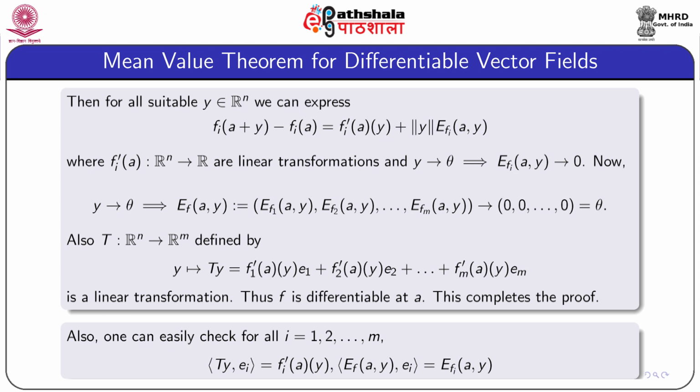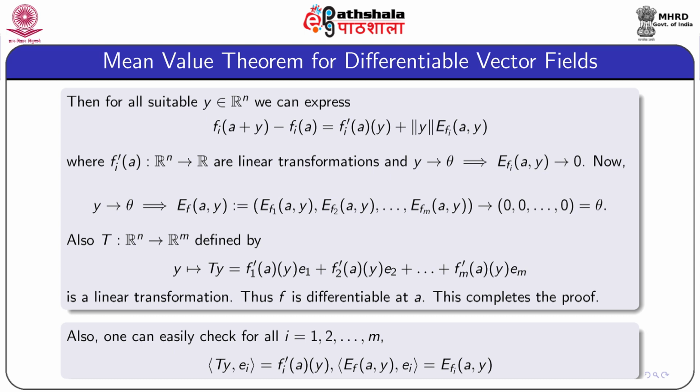Then for all suitable y in Rn, we can express f(a+y) - f(a) = f_i'(a)y + ||y|| E_{f_i}(a,y), where f_i'(a) are linear transformations from Rn to R, and as y tends to theta, E_{f_i}(a,y) tends to 0 for every i. Now, y tends to theta implies E_f(a,y), that is the m-vector with components E_{f_1}(a,y), E_{f_2}(a,y) up to E_{f_m}(a,y), goes to the vector (0,0,...,0), that is the zero vector.